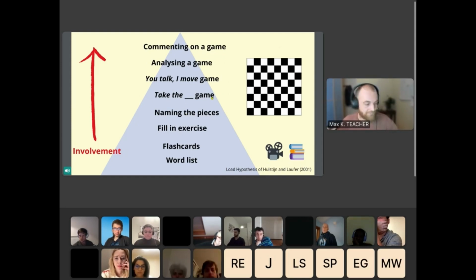Take the blah, blah, blah game. For example, Jelle is your teacher. He says in Dutch, take the rook. You have to take the rook. And you tell Jelle, take the pawn. Jelle has to take the pawn.